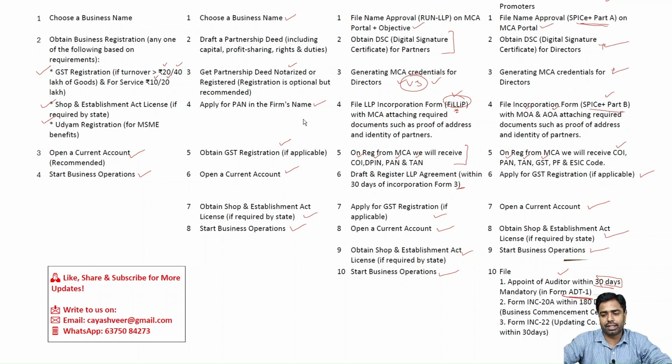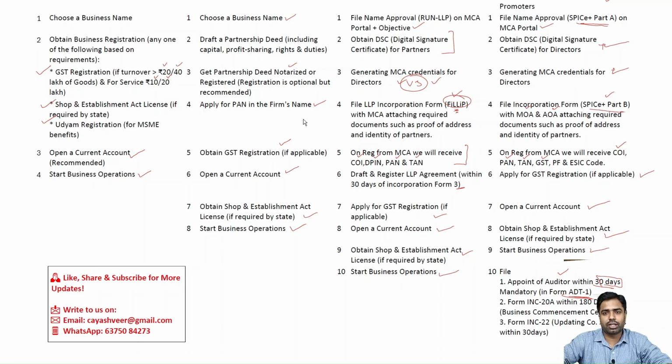So you have to ensure that within 30 days you file the auditor appointment form with the MCA in form ADT-1, as well as you have to ensure that form INC-20A is filed. This again is one more requirement specifically for companies. The government wants you to confirm that you have started or initiated your business. So it is called the commencement certificate, which is filed in INC-20A.